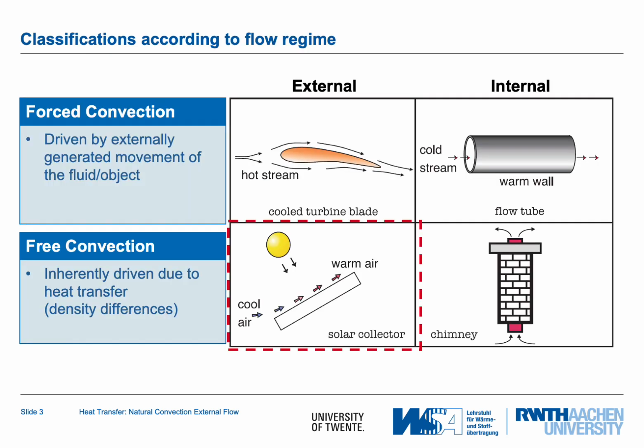First, let's look back at the classification of convection according to the flow regime. We had the options of forced convection versus free convection, external flow versus internal flow, and in this lecture we are going to look at free convection for external flow. An example here is the cool air that is rising over a solar collector. The flow is initiated by the density differences. The hot air has a lower density and is pushed upwards by the cooler air.